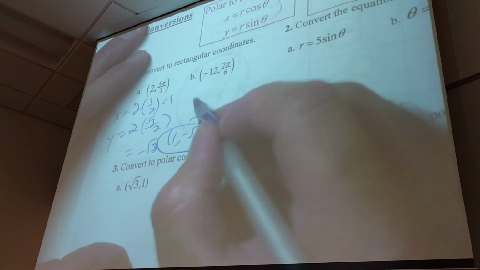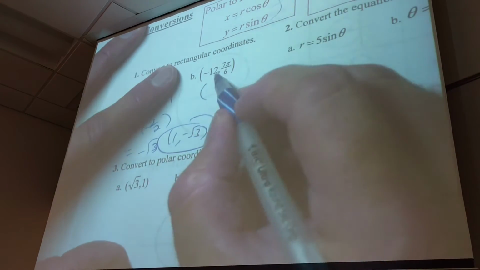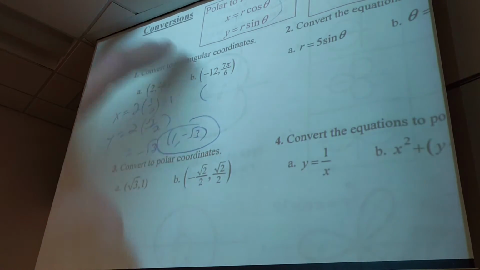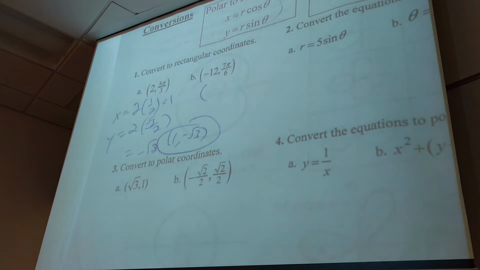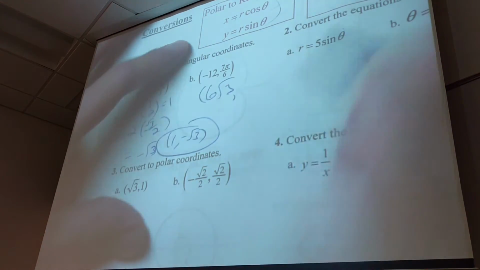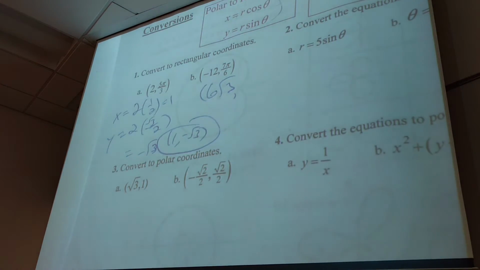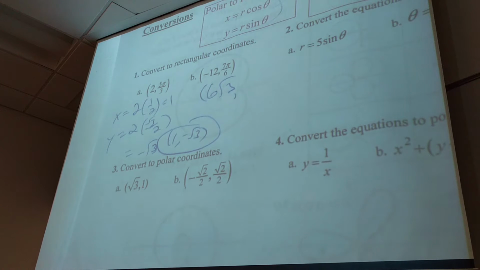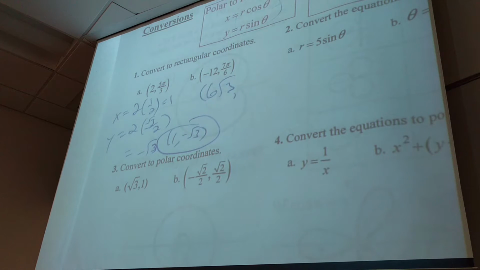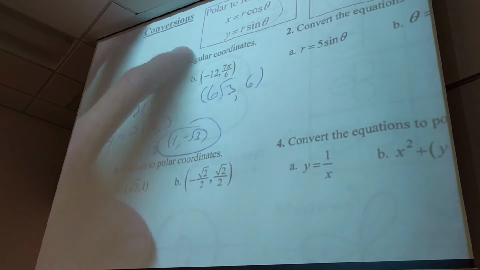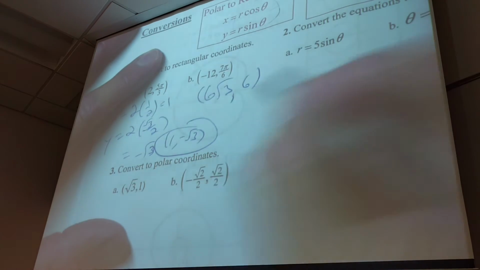Same thing here. The x piece will be negative 12 times cosine of this, and that's going to be in the third quadrant, so cosine is going to be negative. So it'll be 12 times cosine of 30, which is 6 root 3. And then sine is also going to be negative down there, so it'll be 12 times sine of 30, which is 1 half, so that'll be 6. I like that. Not too bad.